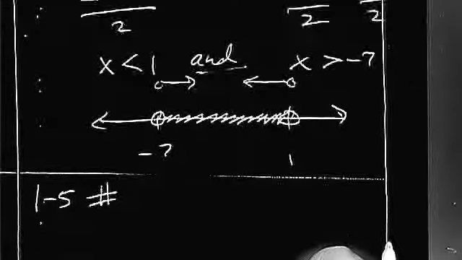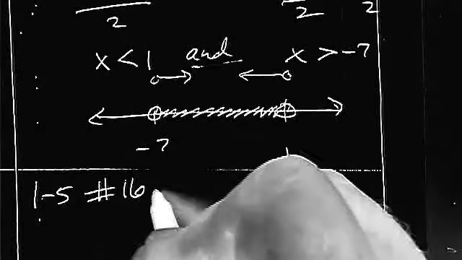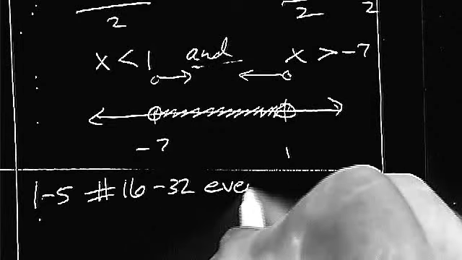You've watched the video, you've taken the notes. I need you to do 1-5. Let's see here. Let me check something here. How about 1-5, 16 through 32? Yep, let's just do 16 through 32 evens, okay?